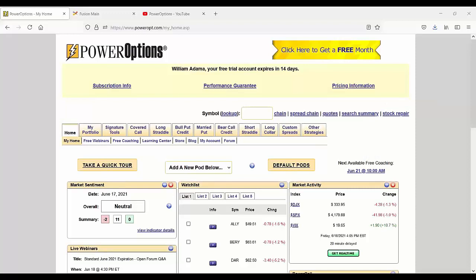So Graham's first question here says, there's so much information. As a brand new trader with limited knowledge, is there a roadmap to follow to learn about options trading? Well, we take the basic steps first, Graham, is what I would do.